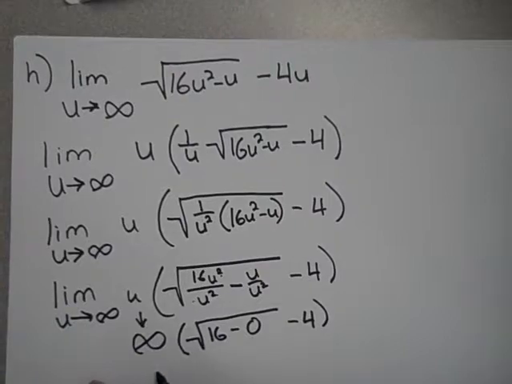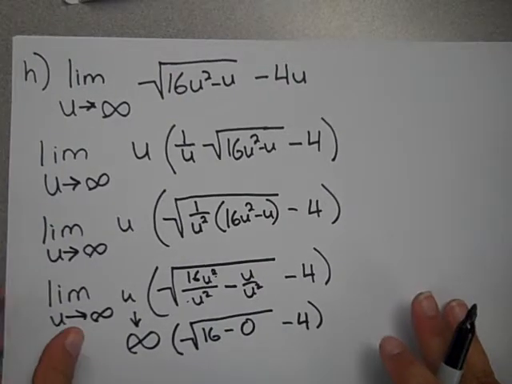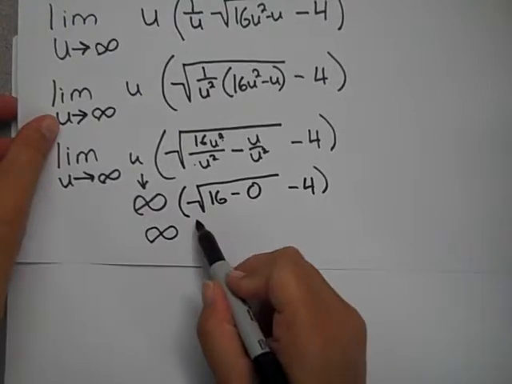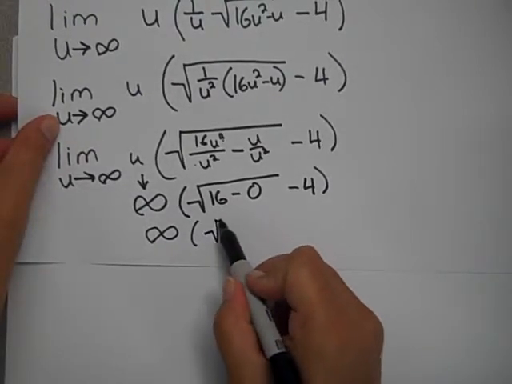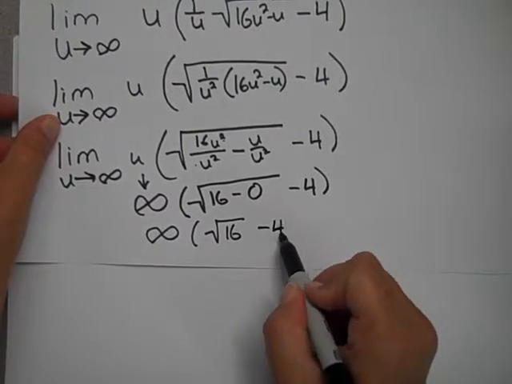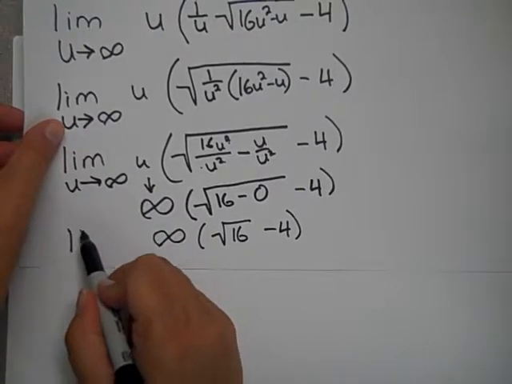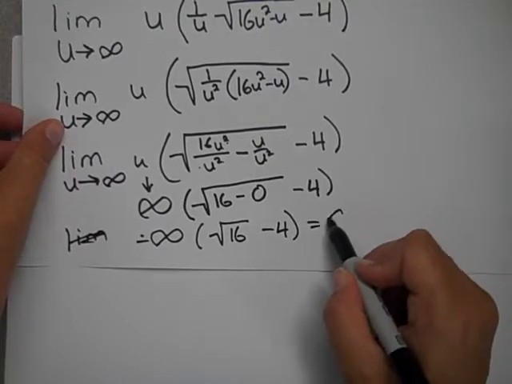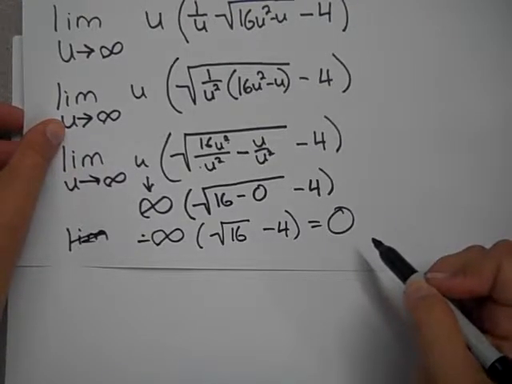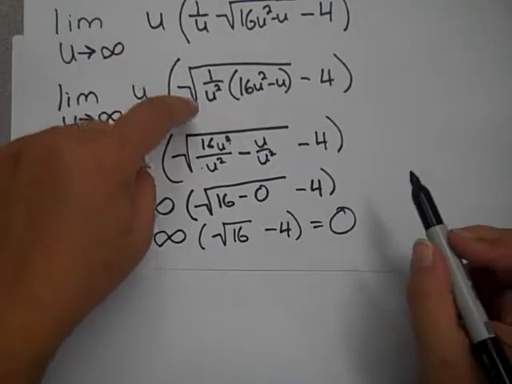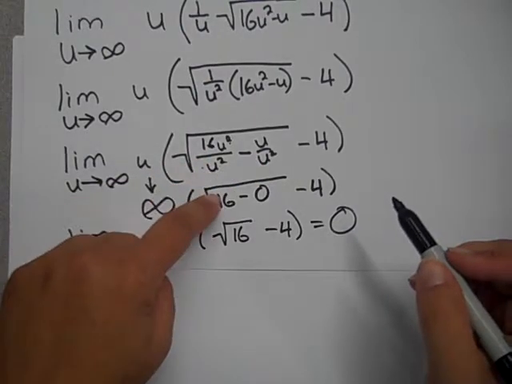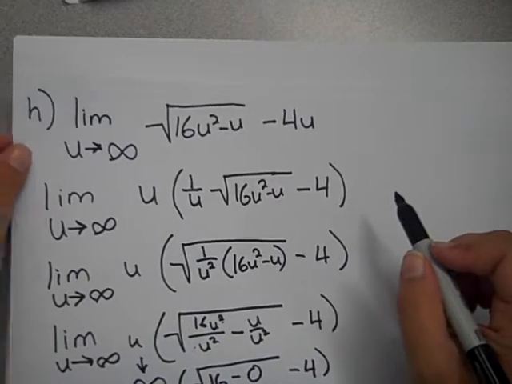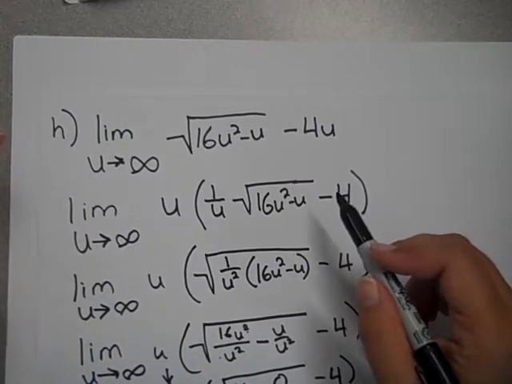So what do we have? We have infinity times square root of 16 minus 4, that equals 0. So again, we factored out the u so that we had these rational expressions and we could substitute in. We got to 0. Let's look back at the original problem and see if we could have done it logically.